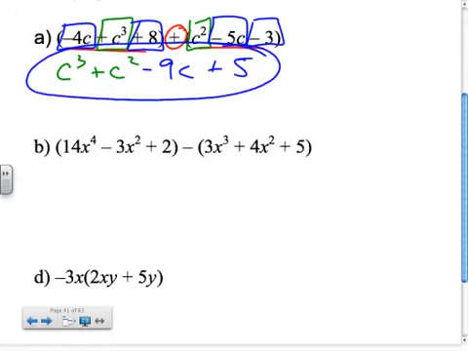Some of you were doing some very weird things on your quiz, like distributing and stuff like that. All you're doing is combining like terms. As a matter of fact, that's the only one I want to go over right now. But do work through A through H on your own this weekend.